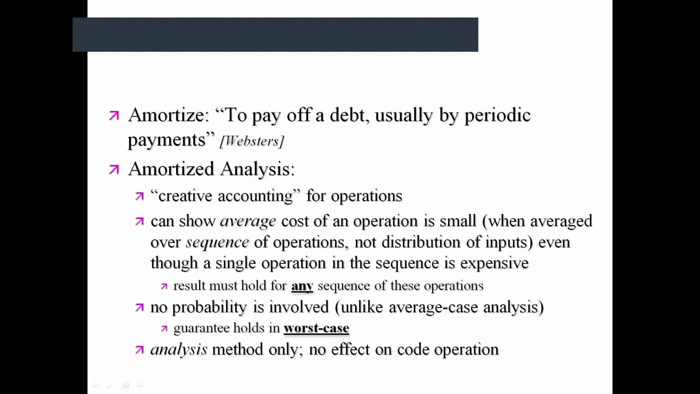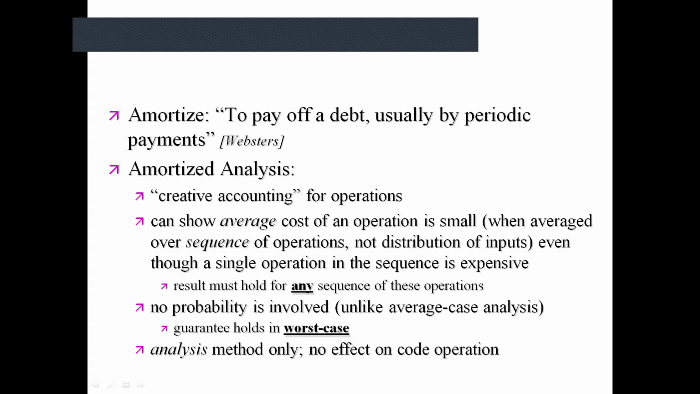So amortized analysis is basically some creative accounting for operations. What we are trying to do here is show the average cost of an operation. You know what a data structure is, and every data structure has operations associated with it. When you look at the complexity of these operations, it varies from data structure to data structure. So we'll be able to show that the average cost of an operation is small when averaged over a sequence of operations and is not dependent on the inputs.